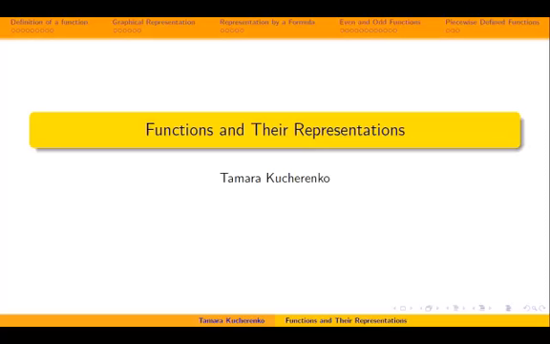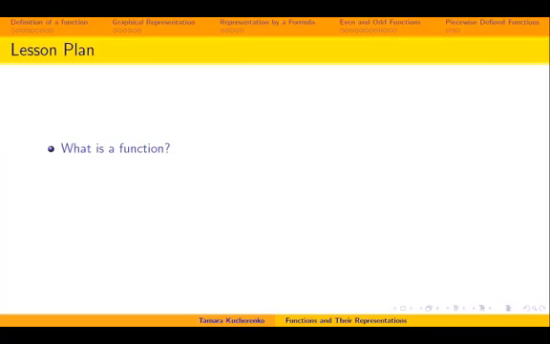In this lesson, we will learn about functions and their representations. Our lesson plan is as follows. First, we will discuss what a function is. Then we will look at different ways to represent a function.